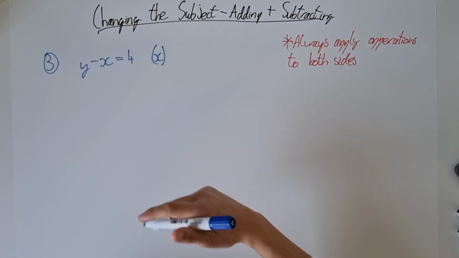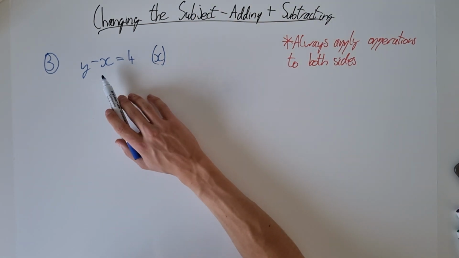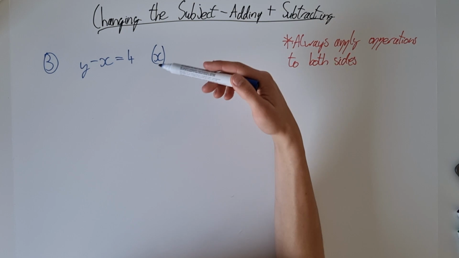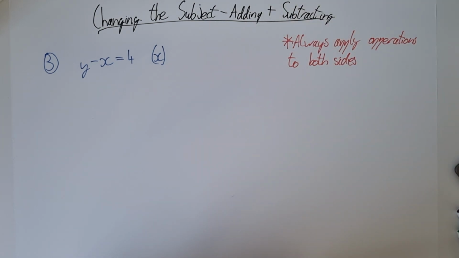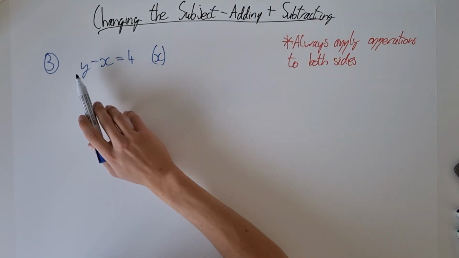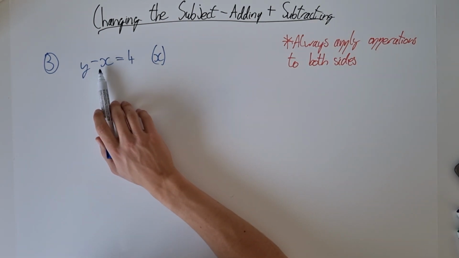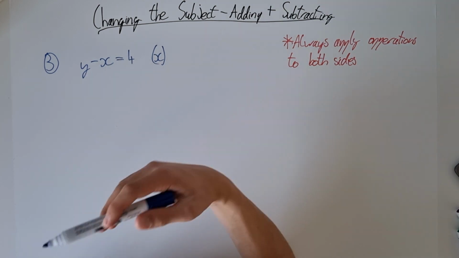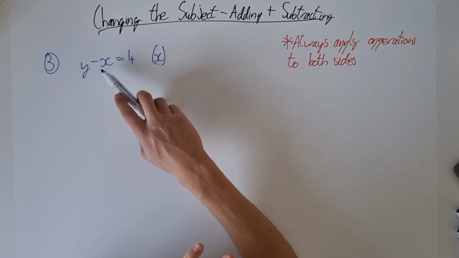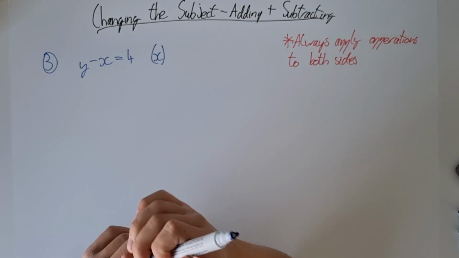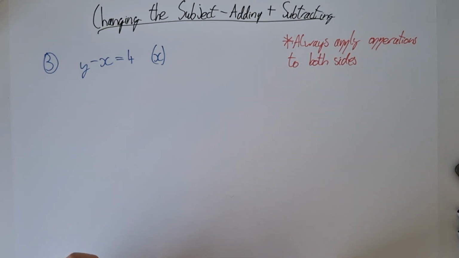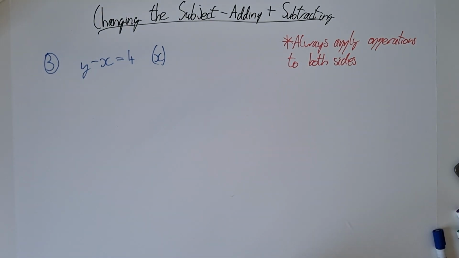So taking a look here, we have our question, y minus x is equal to 4, and we want x to be the subject of the formula. However, this time it is a little different because we have minus x, and we need x to be on its own. It can't be minus x, we need x to be on its own. So there are two methods I like to teach for doing this, and you can decide which one you like more.